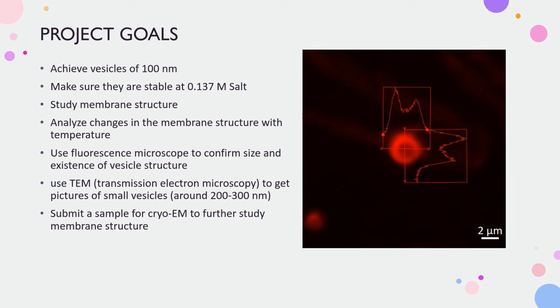I used fluorescence microscopy, TEM, and cryo-EM as some of the ways to analyze my progress toward these goals. I used the fluorescence microscope simply to confirm the size of the vesicles and that they were present in solution. The TEM was used to get pictures of the very small vesicles that on a microscope you would just see as dots, and the cryo-EM was meant to further study the membrane structure.